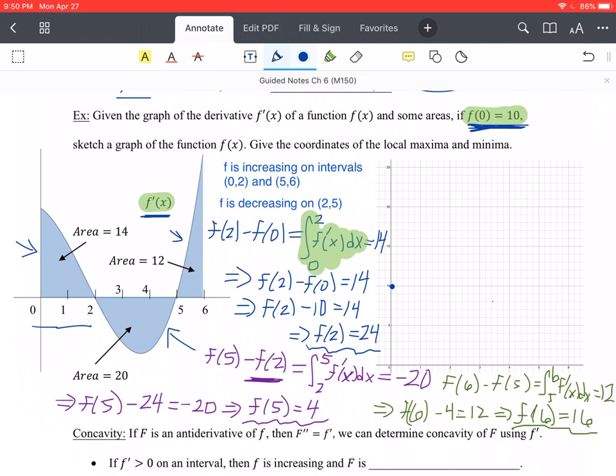All right, so we got some points. Let's go ahead and plot them. Again, we already found f of 0 is 10. That was given to us in the problem. We now know f of 2 is 24, so it's going to be right up there. We know f of 5 is 4, so that's right there. And f of 6 is 16, that's going to be right up there.